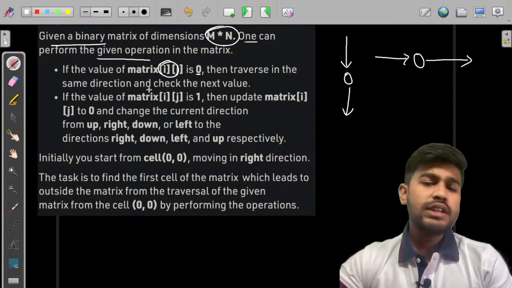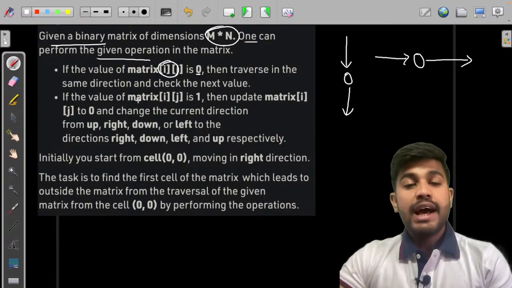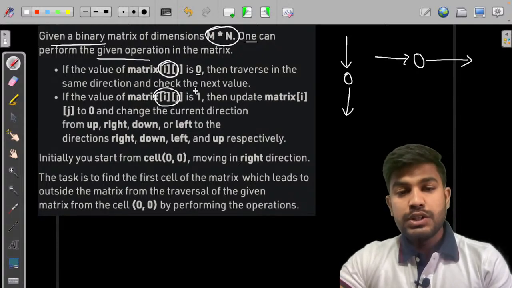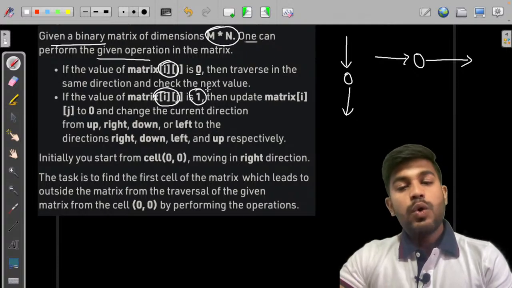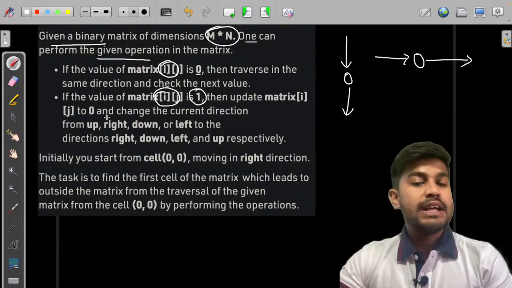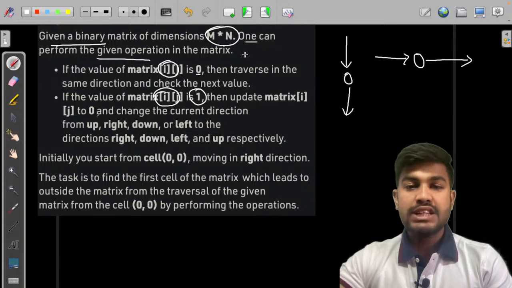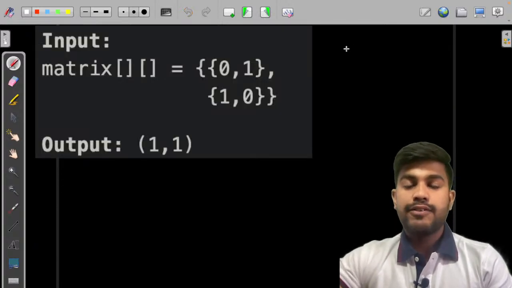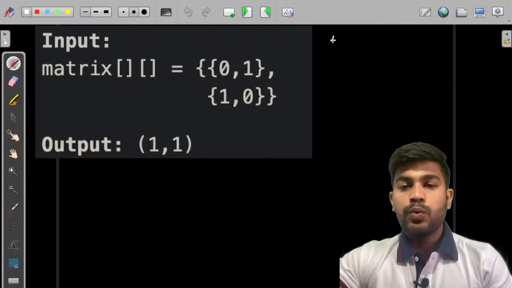Okay. Now moving forward, we are told that if matrix i and j is equal to 1, what do we mean? Okay, so 0 is sorted now. 1 means we need to update i and j to 0. First we need to update i and j to 0. So let us write after this. So if 1, then we need to convert it to 0.